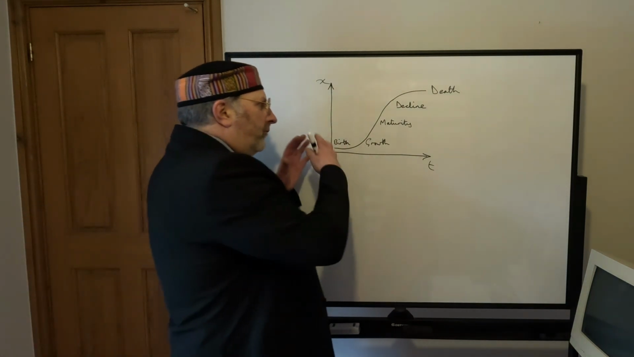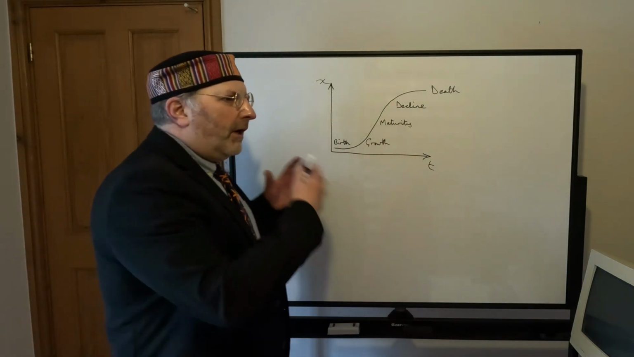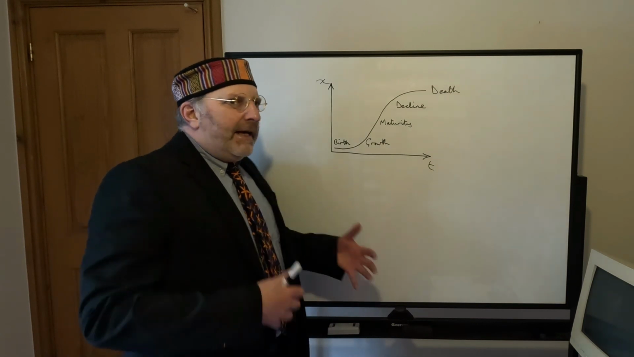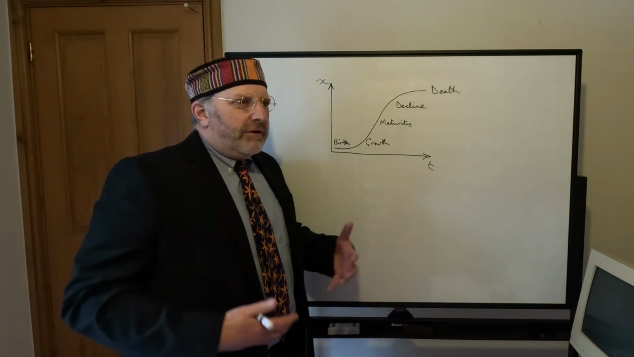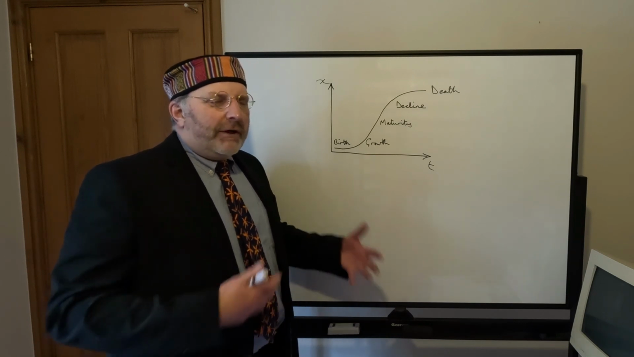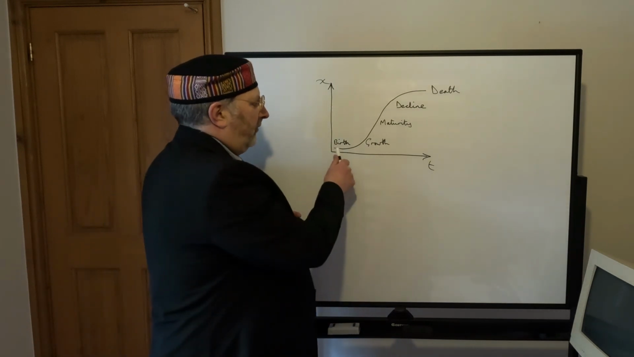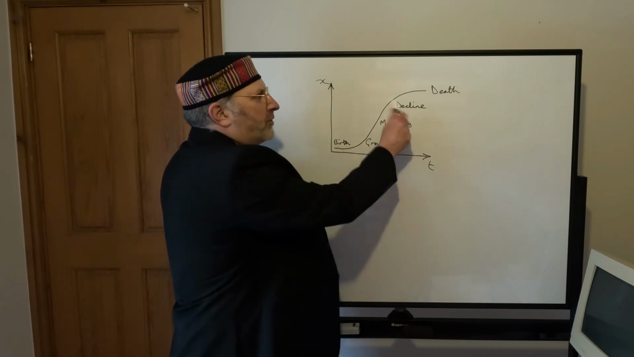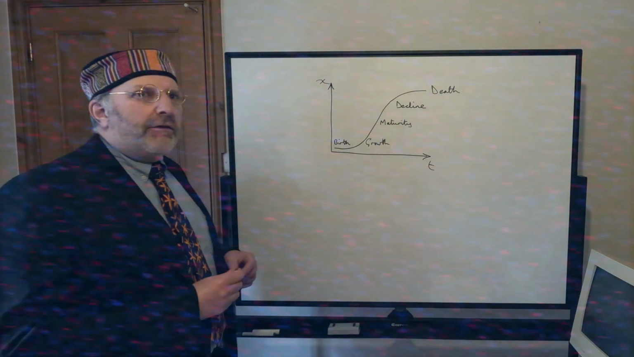So systems that go through a logistic growth may induce different feelings or have different emotional value connected with the different phases: birth, growth, maturity, decline, and death.